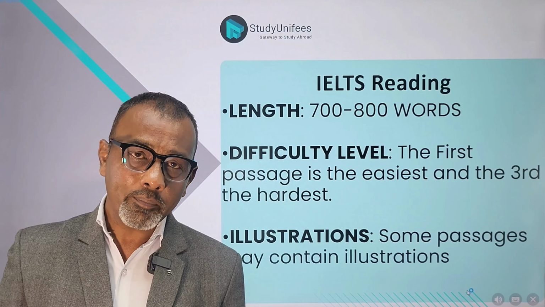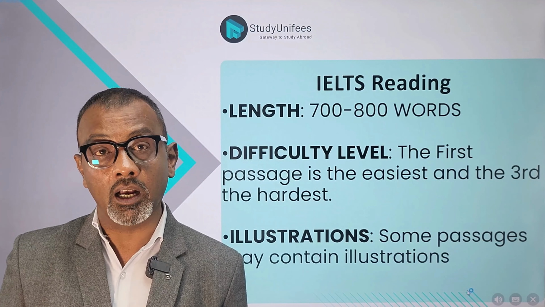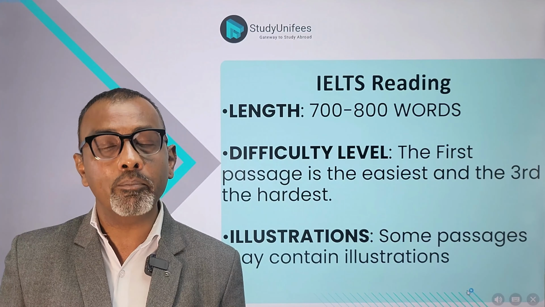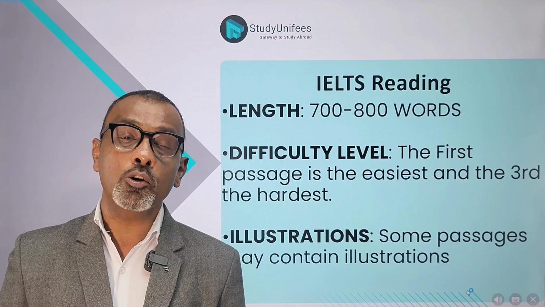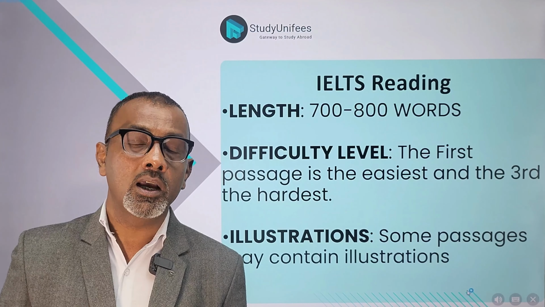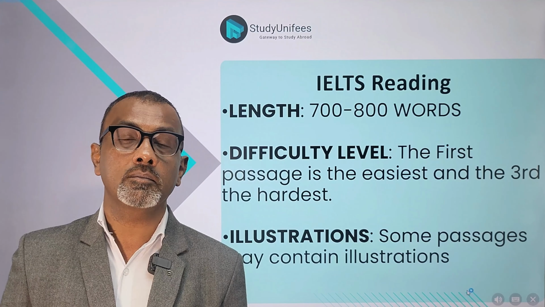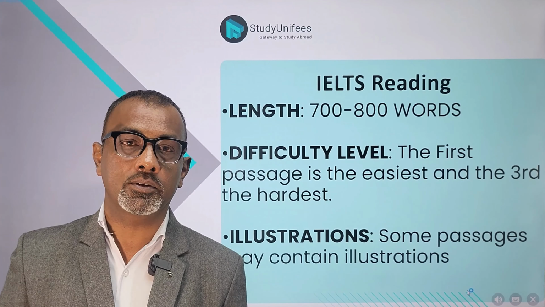Also, the 3 passages and their questions are in increasing order of difficulty. This means that the first passage and its accompanying questions will be the easiest among the 3. This also means that the third passage and its questions will be the most difficult among the 3. Some passages may come with drawings and diagrams.